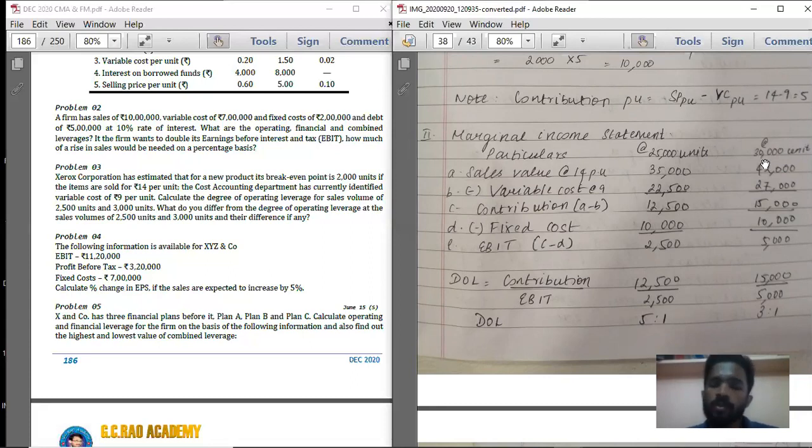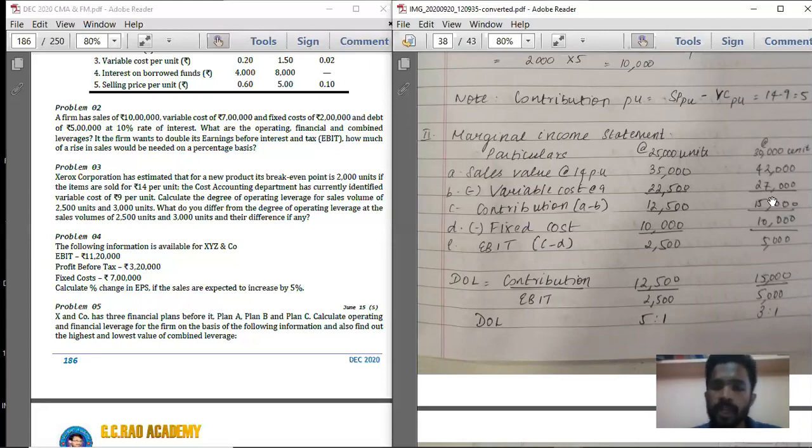Below that, particular small a, sales value at 14 per unit. Sales value at the selling price of 14 per unit. In respect of 2500 units, 14 into 2500 is 35,000. In the last column, 3000 into 14 is equal to 42,000.